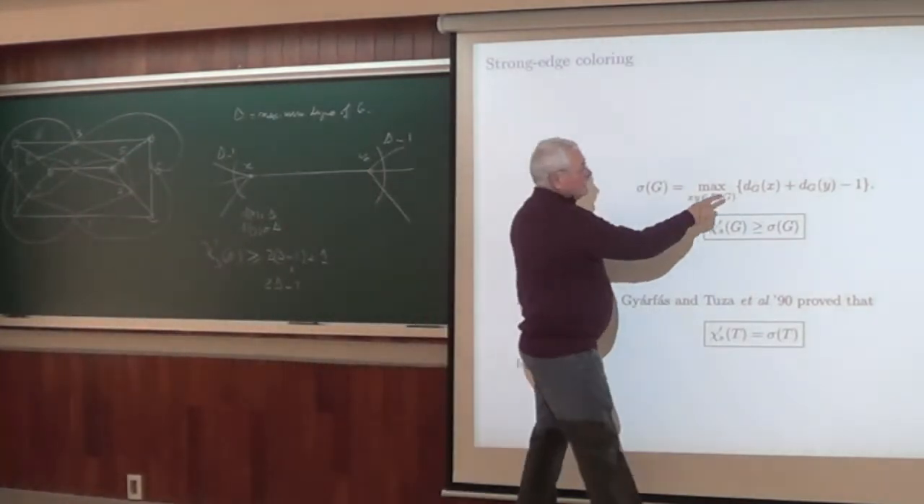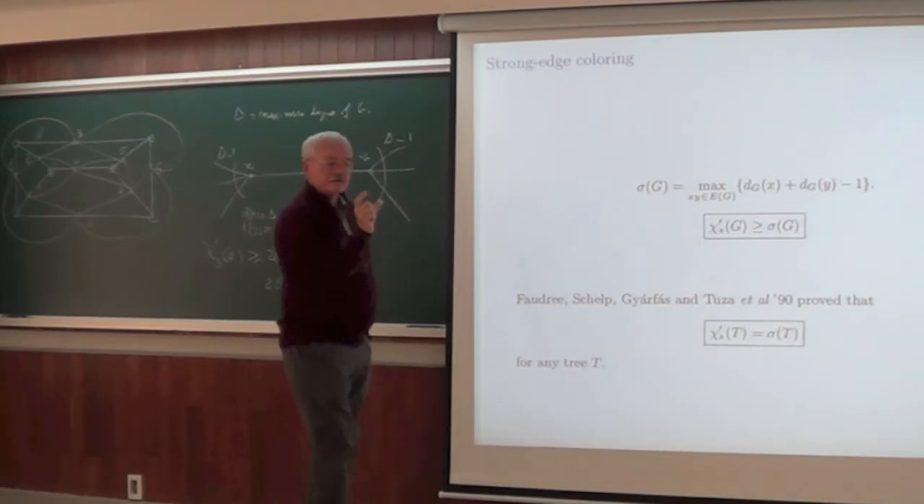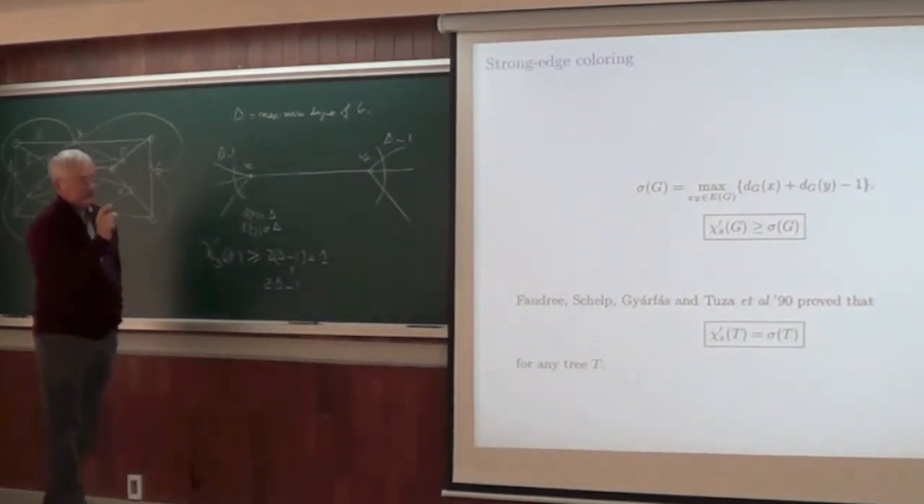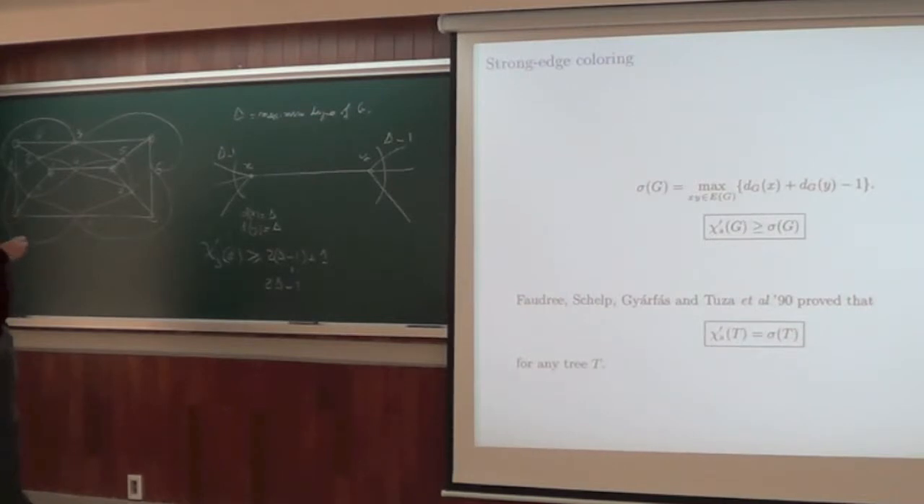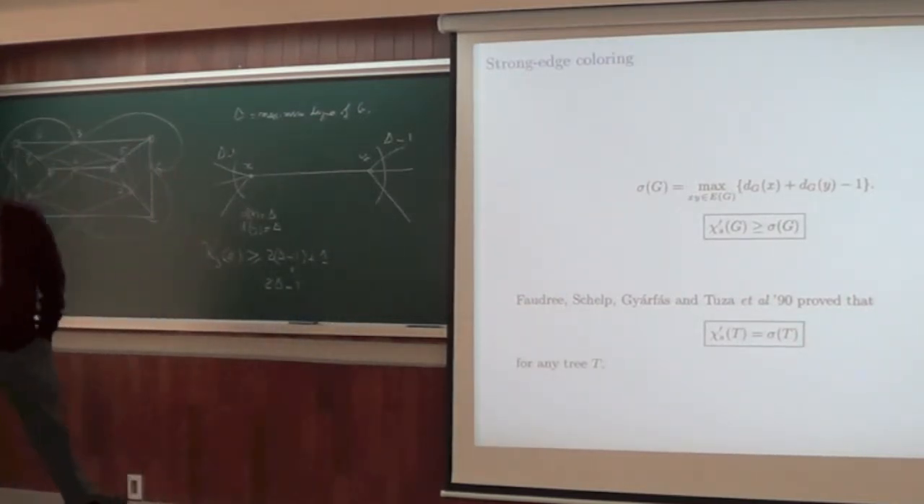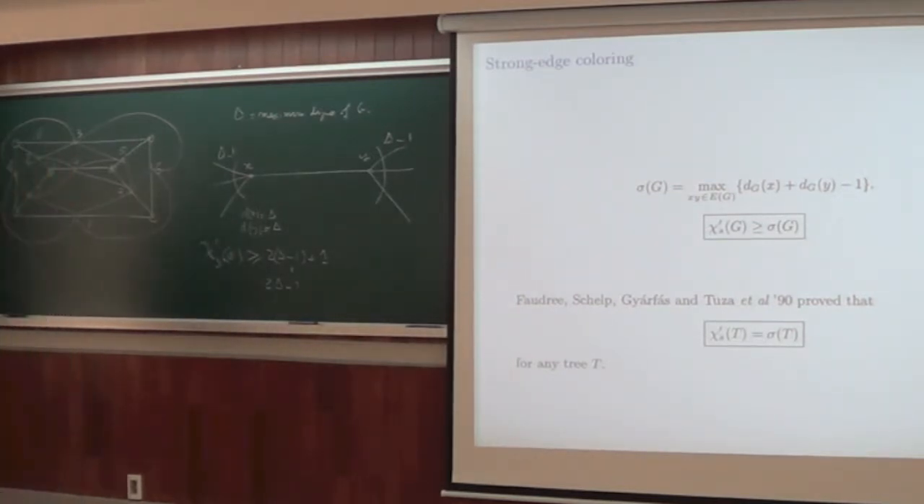It means you consider the maximum of the degrees being the extremities of an edge. In this case, we call sigma G the maximum of the sum of the degrees of the extremities of an edge minus 1, and it is clear that the strong chromatic index must be at least sigma G. And it was proved by Faudree, Schelp, Gyárfás, Tuza that it is exactly equal to sigma T when T is a tree. So for a tree, the strong chromatic index is equal to sigma T.